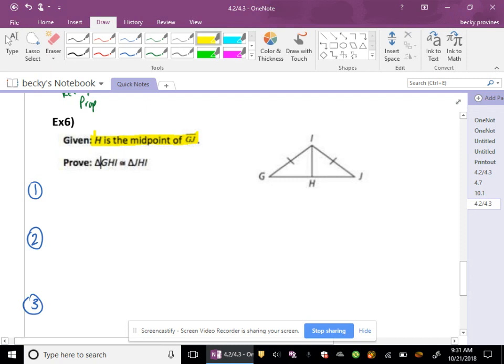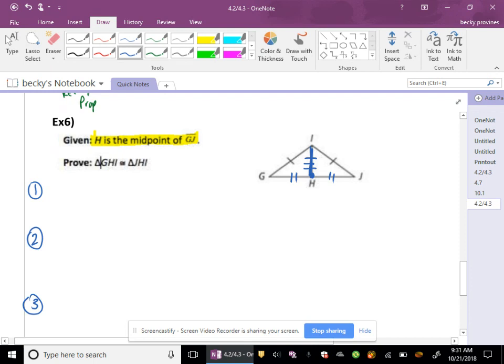H is the midpoint of GJ. So if H is the midpoint, what does that mean to us? That means that H is in the middle. So GH and HJ are equal. So, I need 3 pieces of information. Right now I have 2. I need a third. And hopefully you're seeing that IH, they both share. And so that's another case of being reflexive.